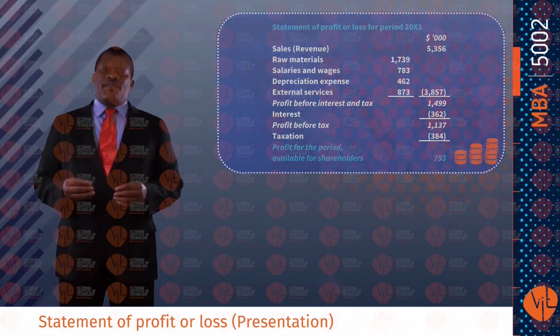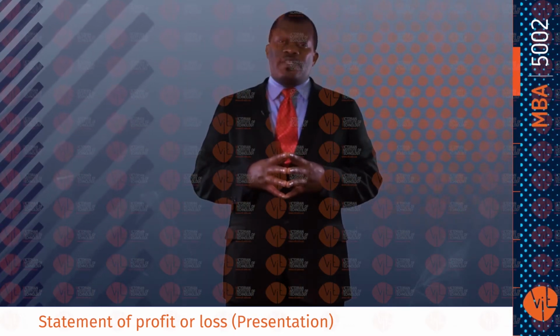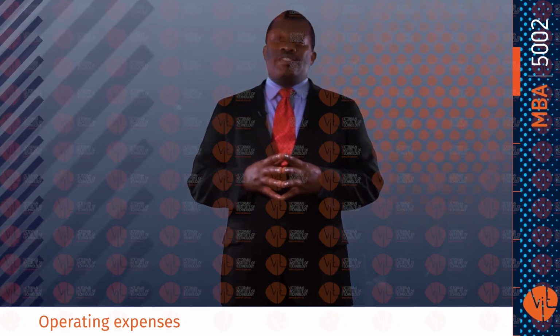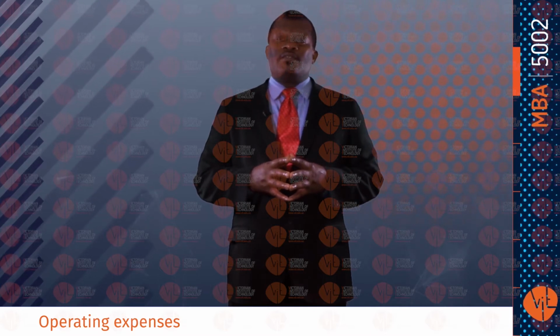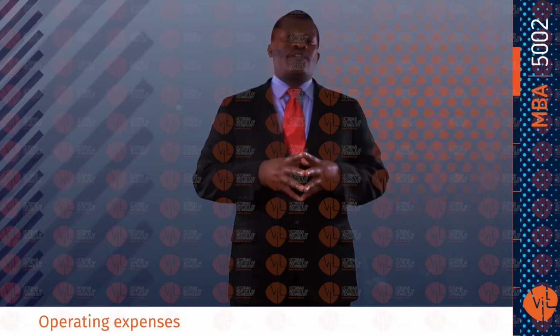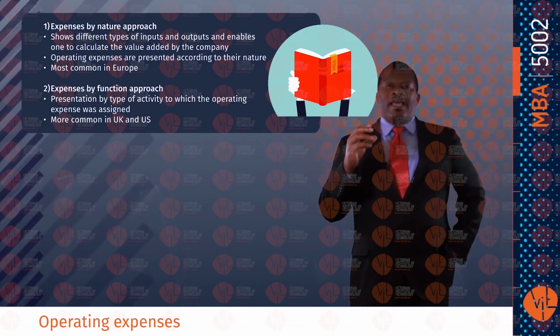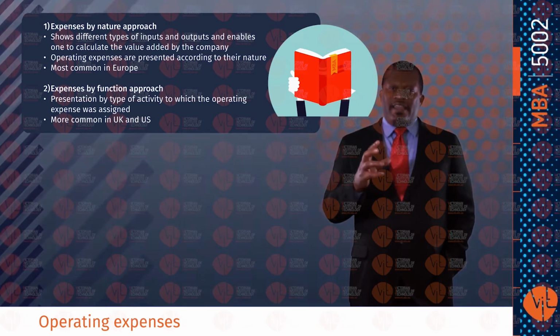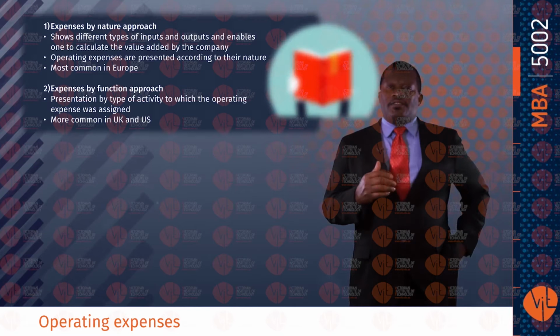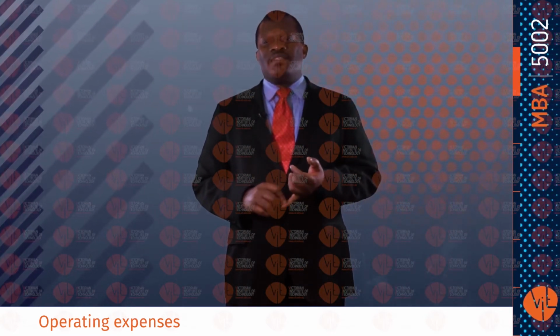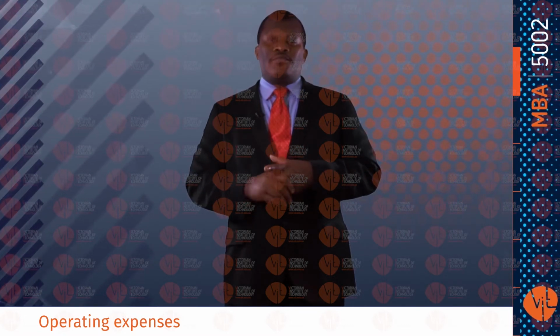One item that is found on the statement of profit and loss is what we call operating expenses. Now, operating expenses is captured in the statement of profit and loss in 2 ways. You can choose whichever, either by function or by nature. Now, if it is by function, what that means is that expenses are aggregated under particular function. So, for instance, expenses are aggregated under administration, distribution, and cost of goods sold.